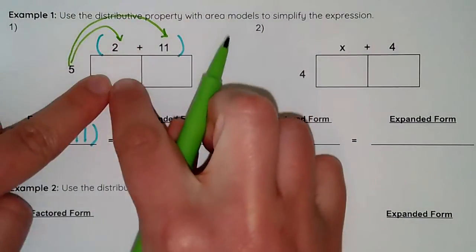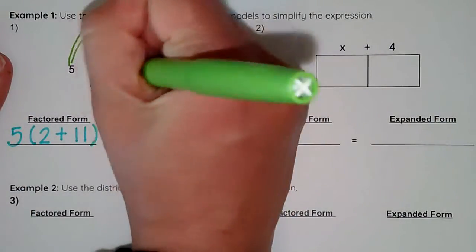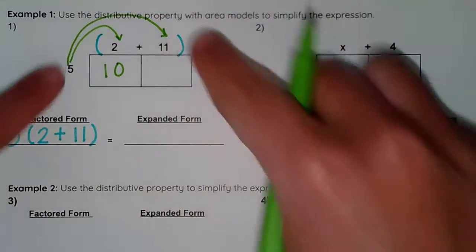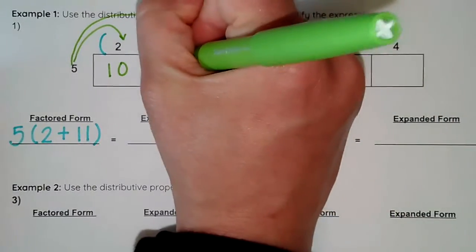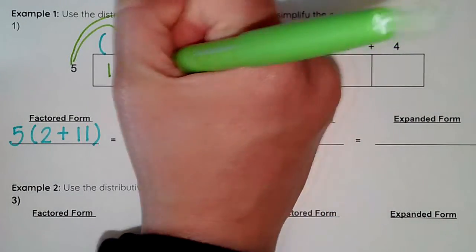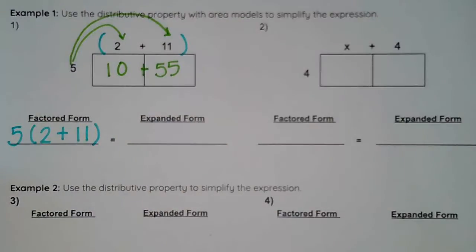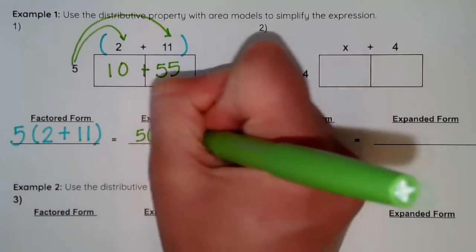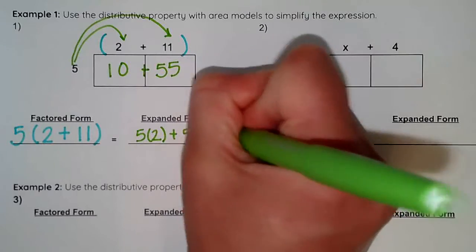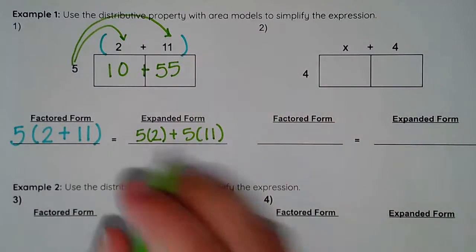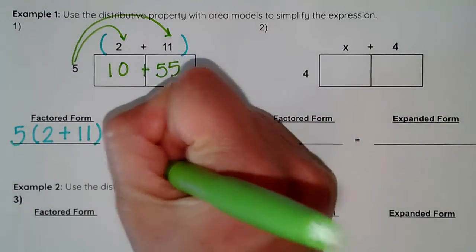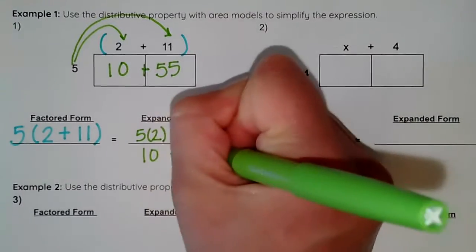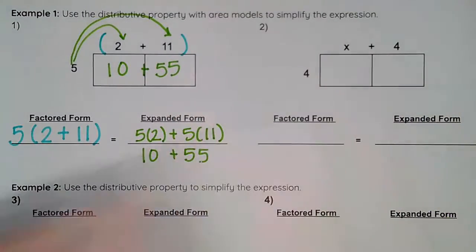5 times 2, they meet in that box, and that gets you 10. 5 times 11 gets you 55. So your expanded form would look like this: 5 times 2 plus 5 times 11. And then that gets simplified down to 5 times 2, which is 10, plus 55.